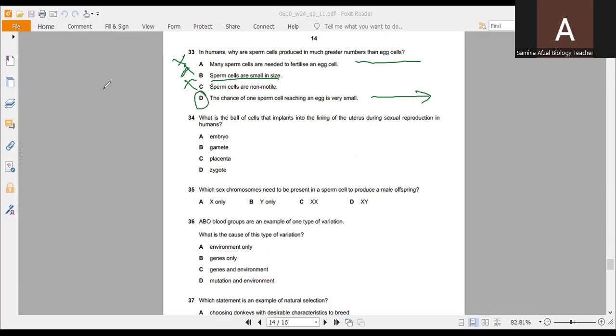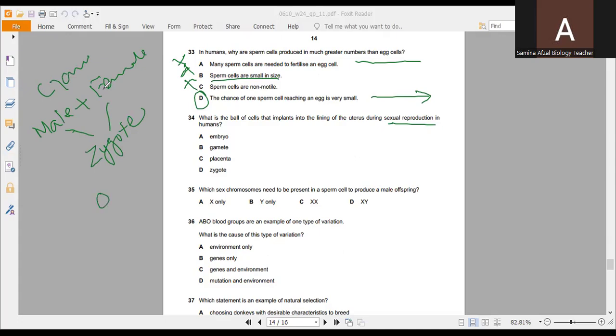What is the ball of cells that implants into the lining of the uterus during sexual reproduction in humans? As a result of sexual reproduction, the fusion of gametes, male plus female gametes, they will fuse together to make the zygote.